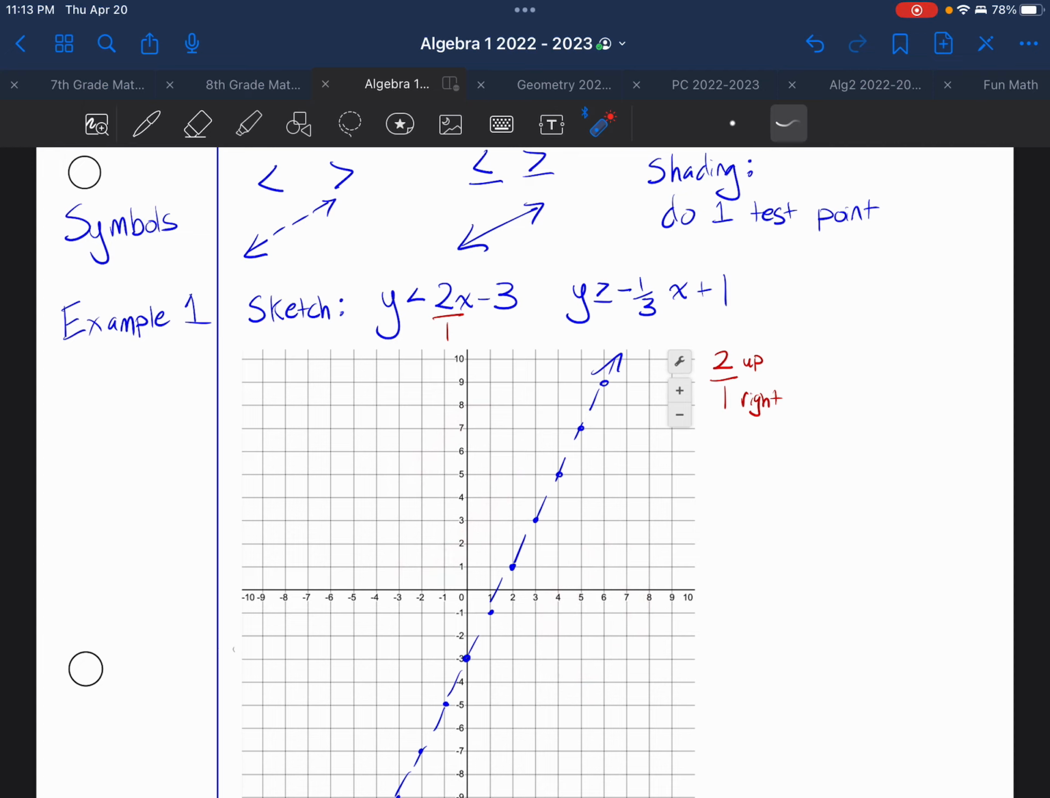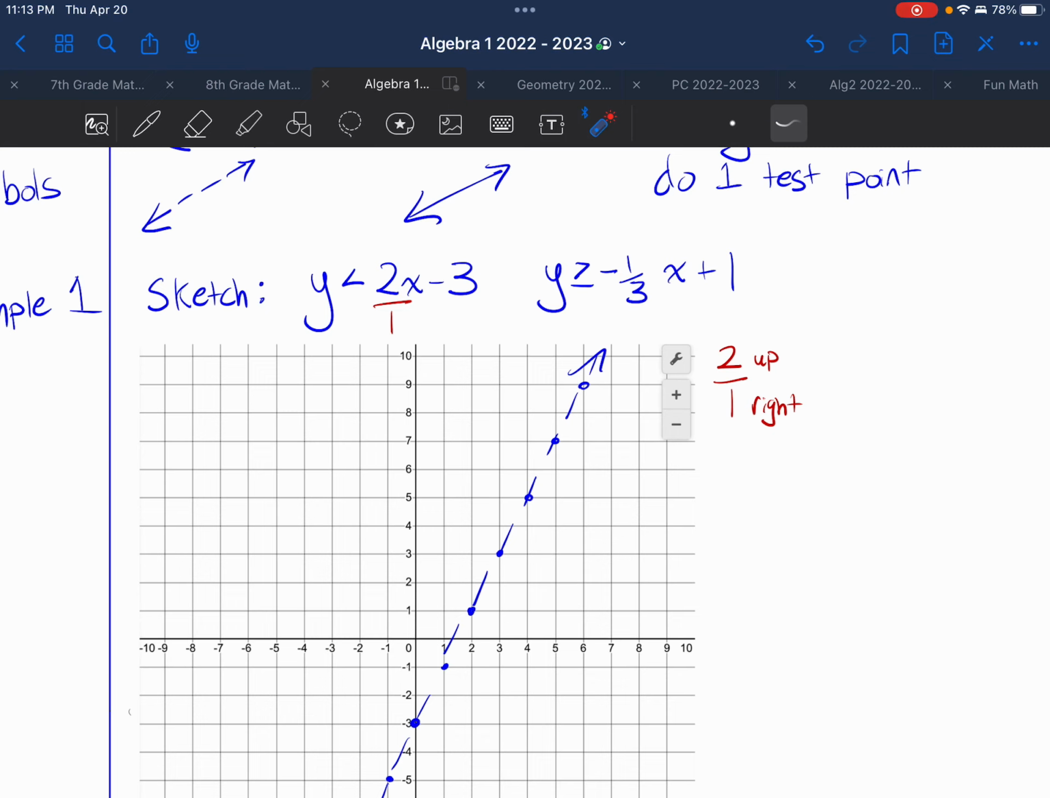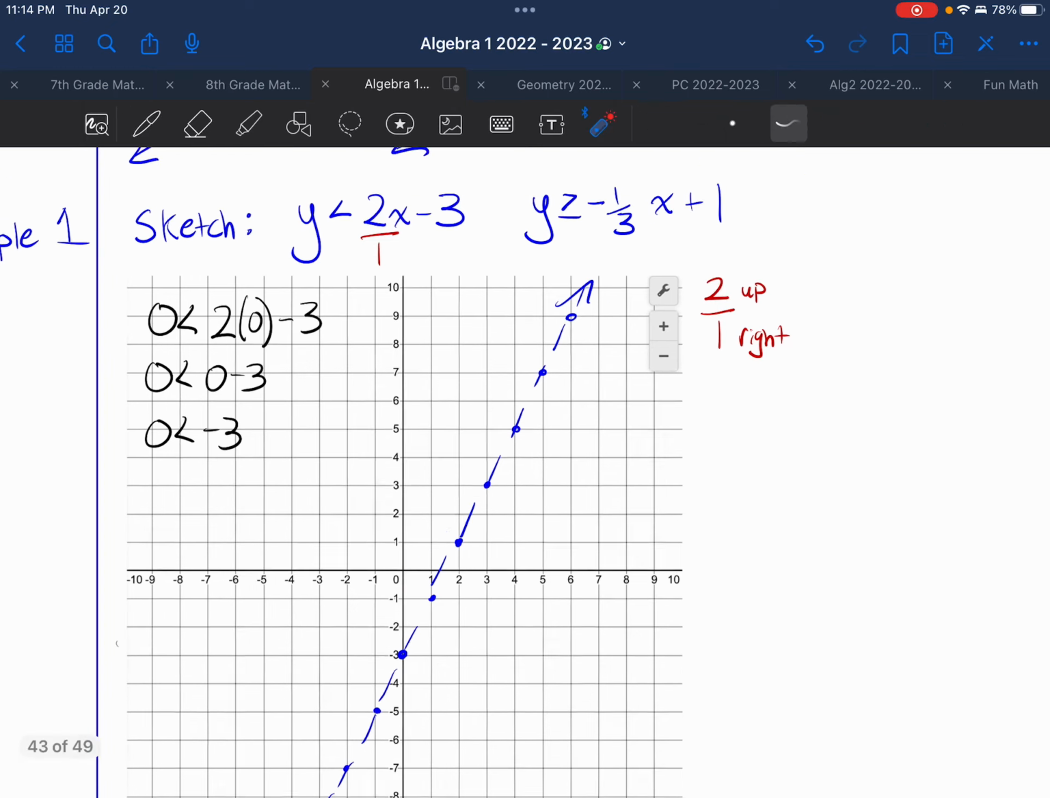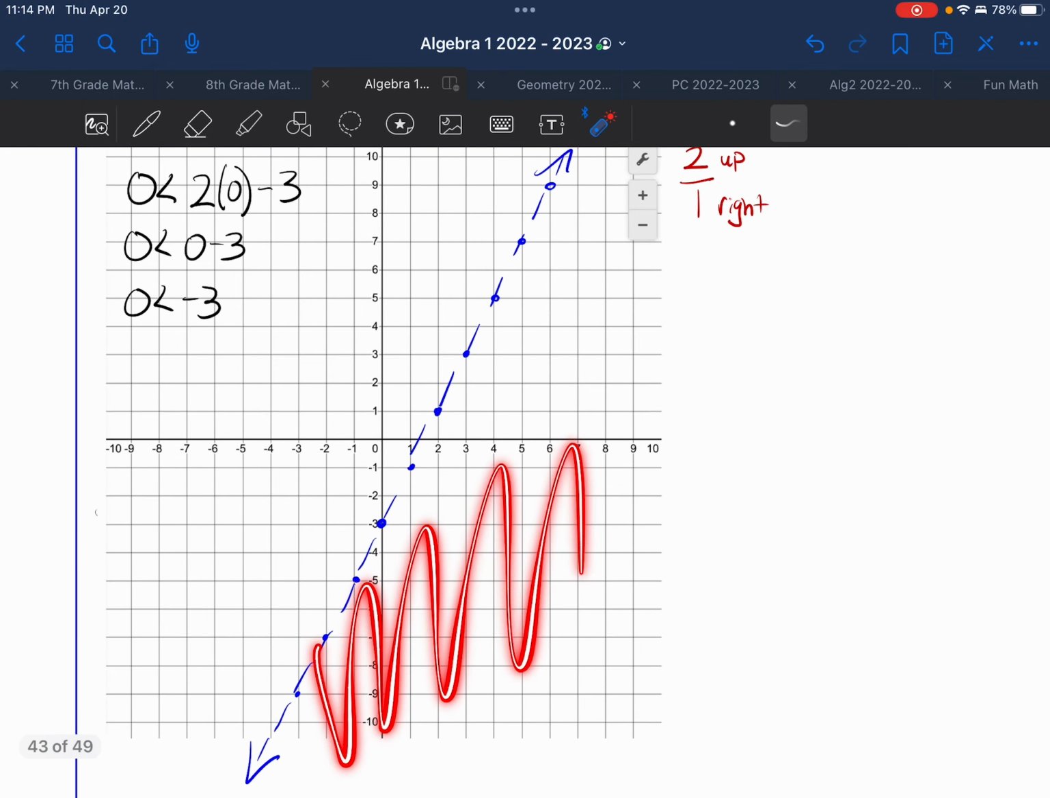So if I plug in 0, 0 into this equation, let's see what happens. I have 0 is less than 2 times 0, and it's hard to see that, isn't it? Where can I write this? I can write it over here. 0 is less than 2 times 0 minus 3. 0 is less than 0 minus 3. 0 is less than -3. That doesn't work. That doesn't make sense. So this point right here is not in the solution set, which means everything down here is in the solution set.